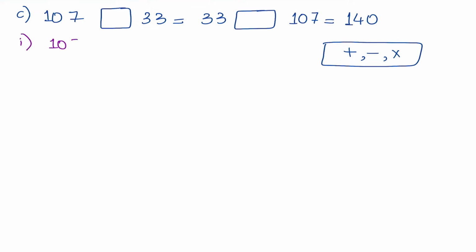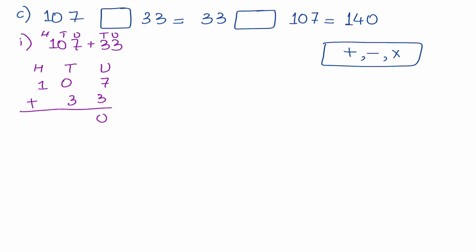So 107 plus 33. Let's add these two numbers, write it in vertical form. We'll write place values: hundreds, tens, units. 107 and 33. 7 plus 3 is 10, so 0, and 1 is carried. Then 1 plus 0 is 1, and 1 plus 3 is 4. And then you have 1 here, so 1 will be written here. 140. So that means when you add 107 and 33, you will get 140. This is 140 and this is 140.